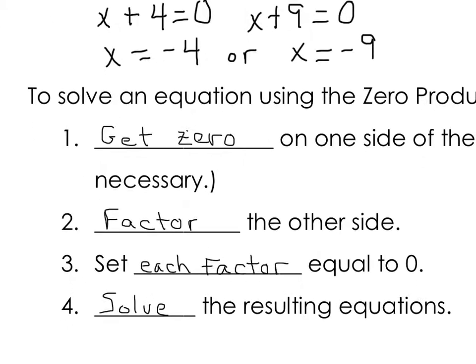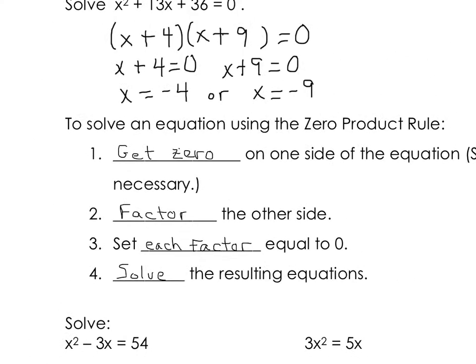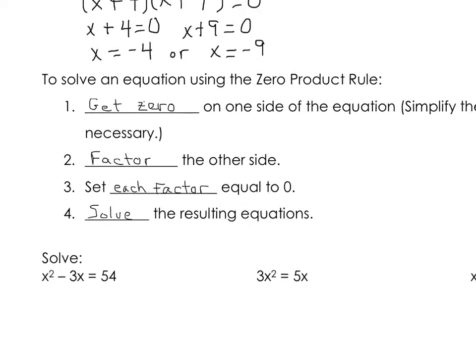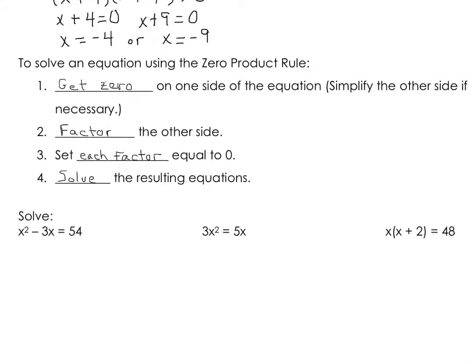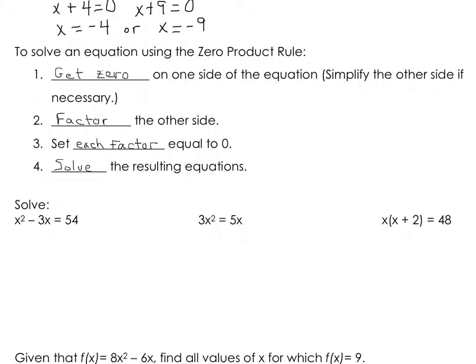In general, to solve an equation using the zero product rule, we need to get 0 on one side of the equation, simplify the other side if necessary. We need to factor the other side, set each factor equal to 0, and then solve the resulting equations.